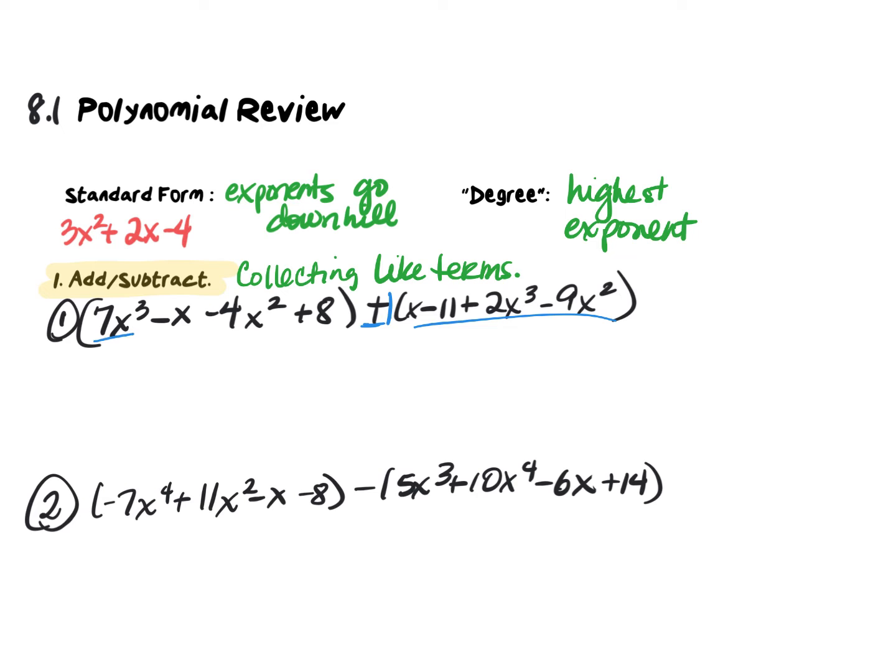So I have 7x cubed, and I look over here, I have a 2x cubed. I can put those together and make 9x cubed. Then I want to go to the next power down, x squared. So I have negative x squared, negative 4x squared, minus 9x squared gives me negative 13x squared. Then I go to the x term, so I have negative x, positive x, they cancel each other out. And then I have 8 minus 11, well that gives me minus 3. And that's my answer.